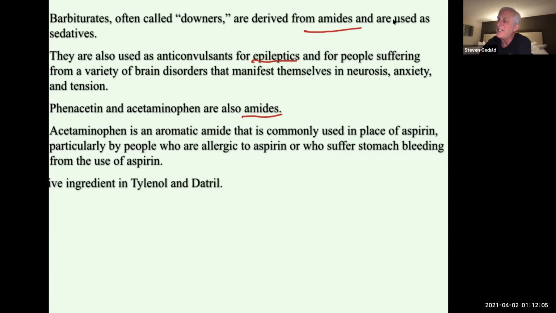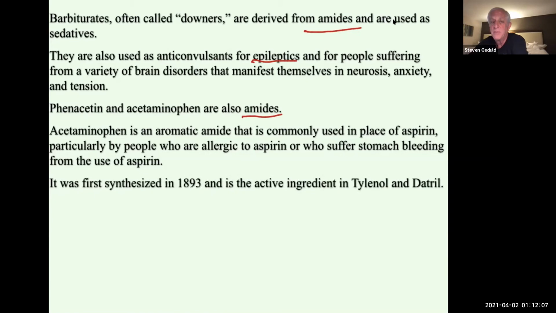It was first synthesized in 1893, acetaminophen. Its active ingredient is in Tylenol and Datril. So like aspirin, acetaminophen.